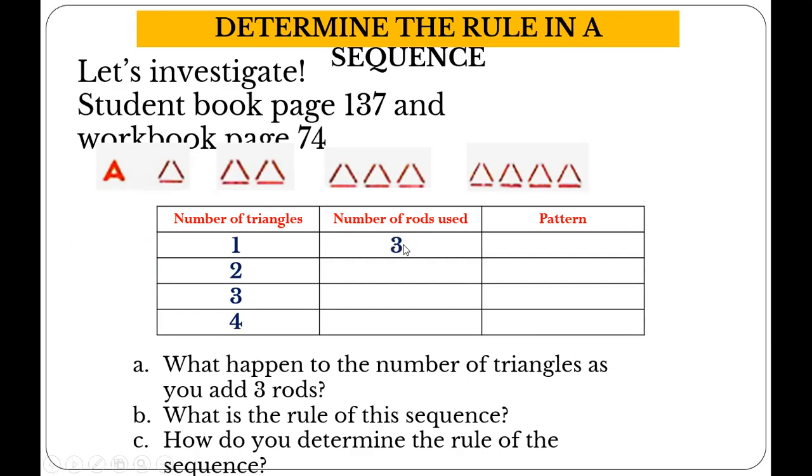We have 3. Correct? If we have 2 triangles, we have 6. If we have 3 triangles, we have 9. And 4 triangles, we have 12. So this is pattern 1, pattern 2, pattern 3, and pattern 4. What happened to the number of triangles as you add 3 rods? Anyone can tell me?